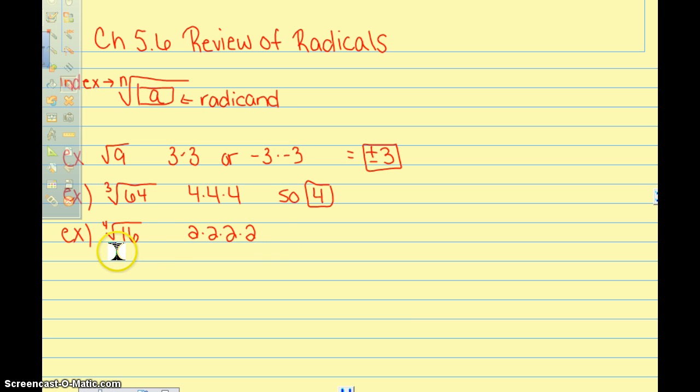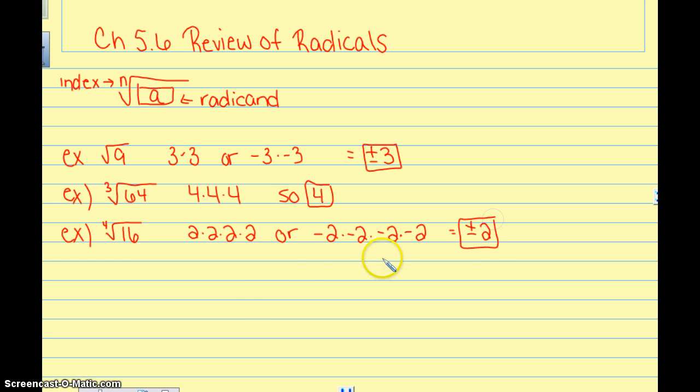On this next example, we're going to do the fourth root of 16. So again, I want to know what number 4 times is going to give me 16. So I can do 2 times 2 times 2 times 2. Or I can actually multiply negative 2 times negative 2 times negative 2 times negative 2 and still get a positive 16. So the answer to this one is a positive or a negative 2.